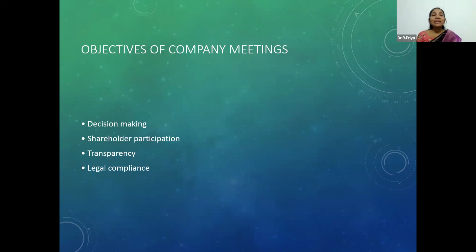Then finally, legal compliance. A company meeting is a statutory requirement under the Companies Act 2013. Conducting the meeting as prescribed ensures it is compliant with legal provisions, ensures the validity of decisions taken, and even protects the company from penalties and litigations. Non-compliance, such as failure to hold a meeting or improper procedures, can attract legal consequences for both the company and its officers.